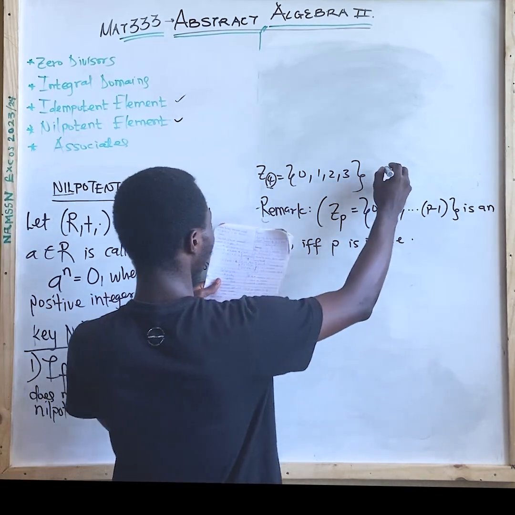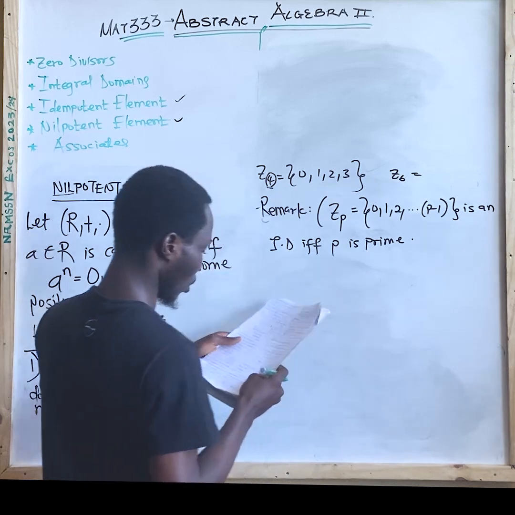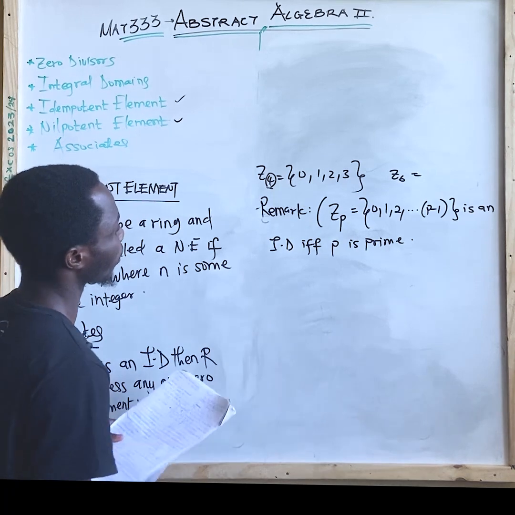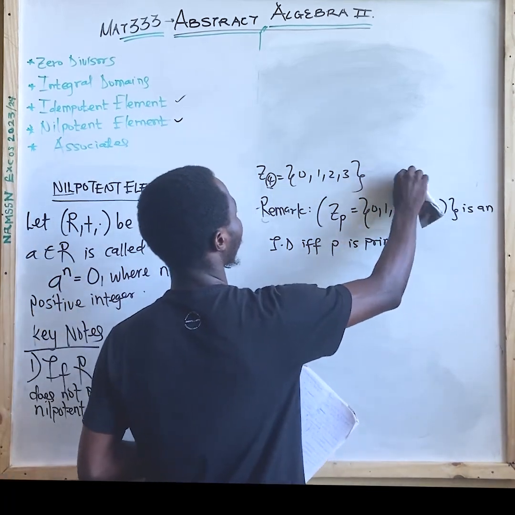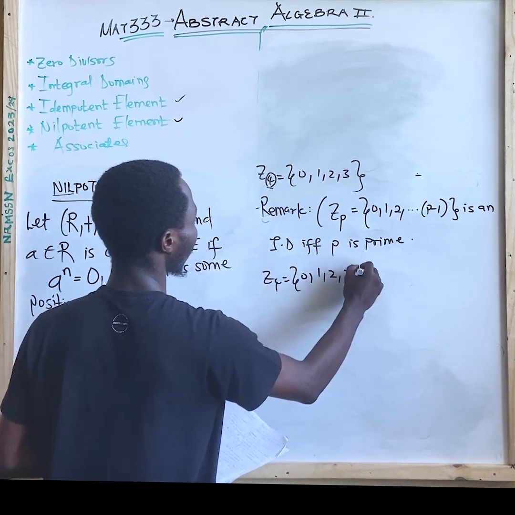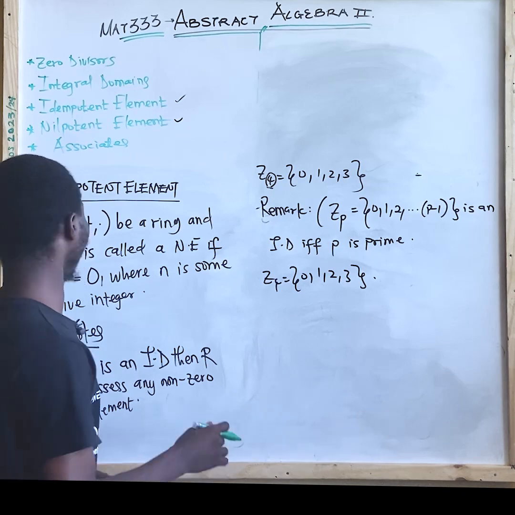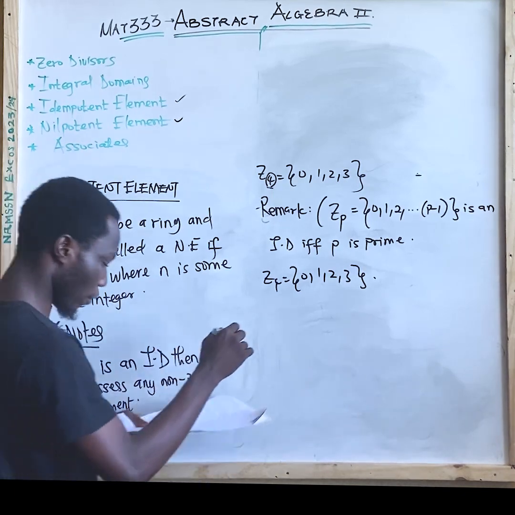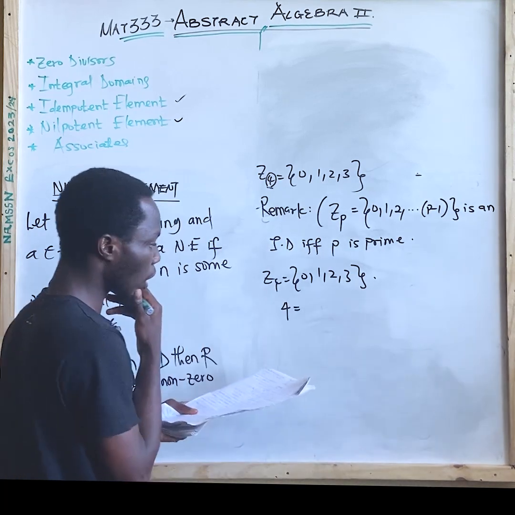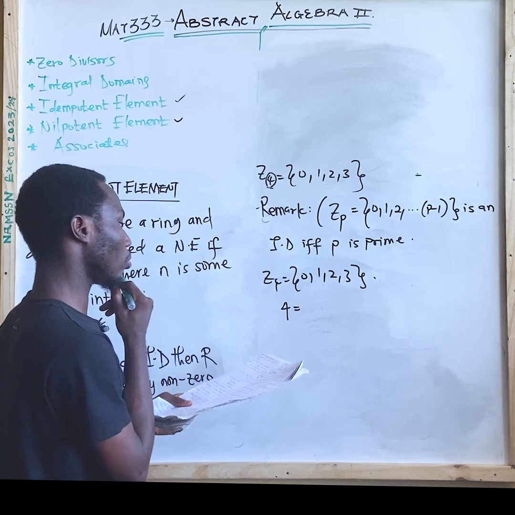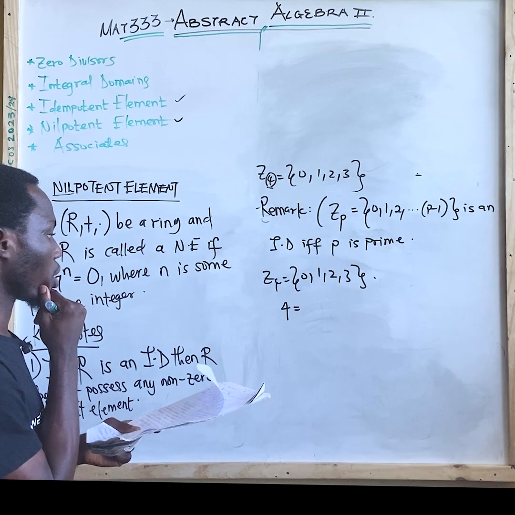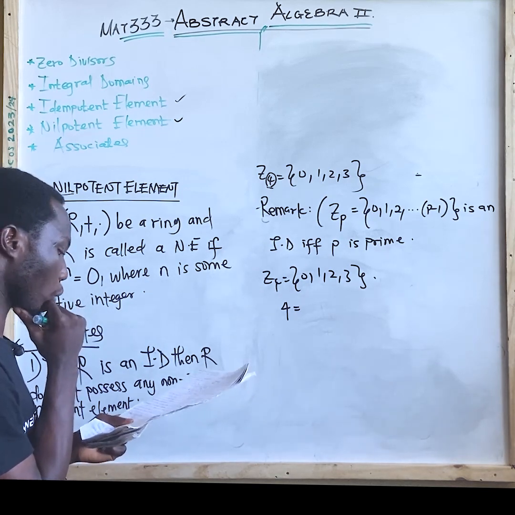Same thing if I give, let's say, Z6. So Z4, you have 0, 1, 2, 3. I'm going to be testing all of these one by one. Okay, let me first try it with 4. I need to look for the prime factors of 4 that I can multiply together to give me 4, and that's 2 times 2.